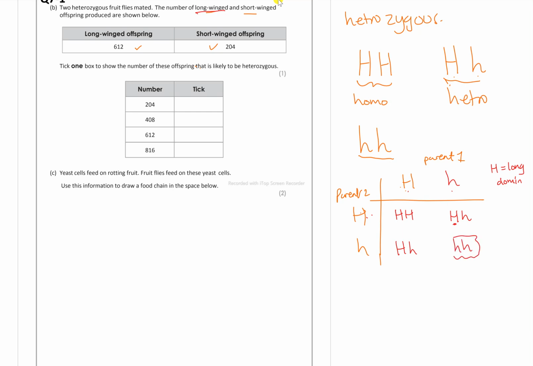So this fly here will produce a short-winged fly, offspring. So these three here, 1, 2, 3. So if you look, that is 600 and that is 200. And this is 3 times more. So these three are long-winged and these are short-winged. So take one of the boxes, show number of offspring that is likely to be hetero.